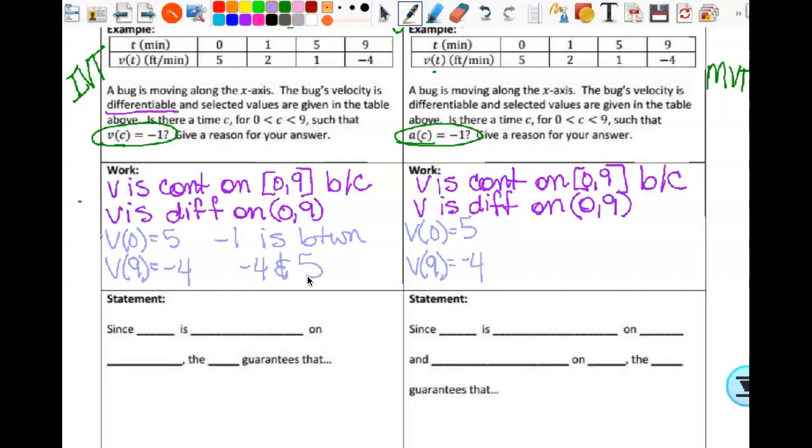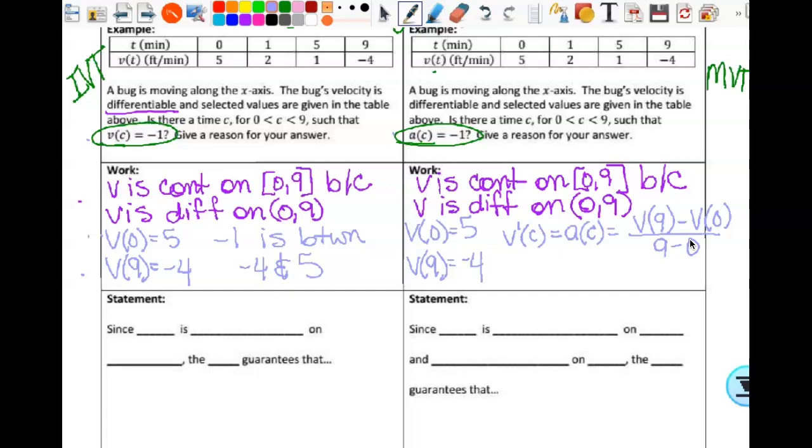Okay? Because we're talking about V's, we have V's here. Here, this is talking about A of C, right? So I found that. What I need to find is the average rate of change. So V prime of C, which is equal to A of C, we would see if that equals V of 9 minus V of 0 over 9 minus 0.